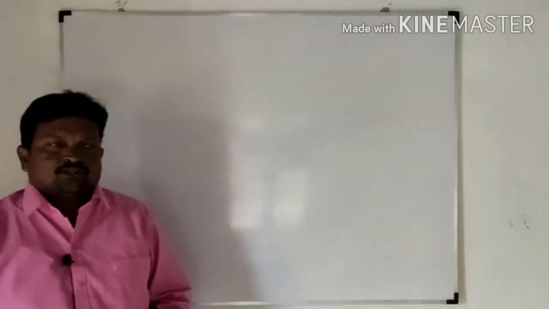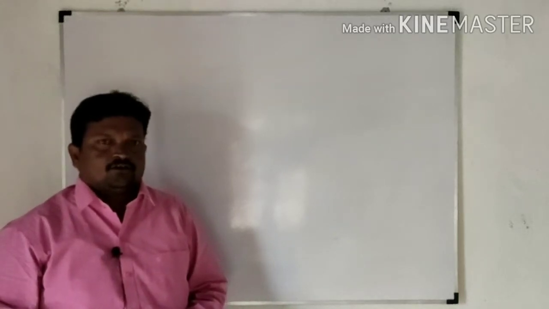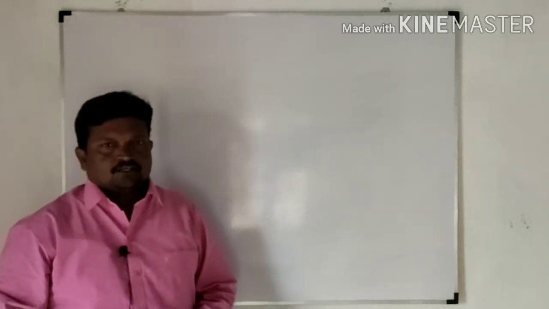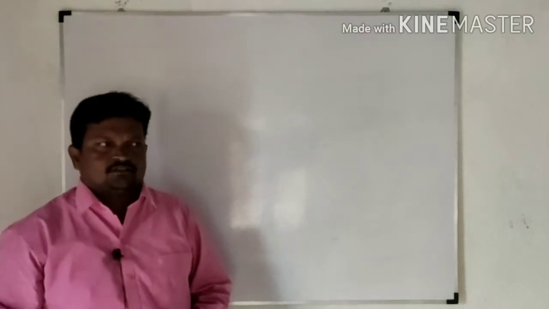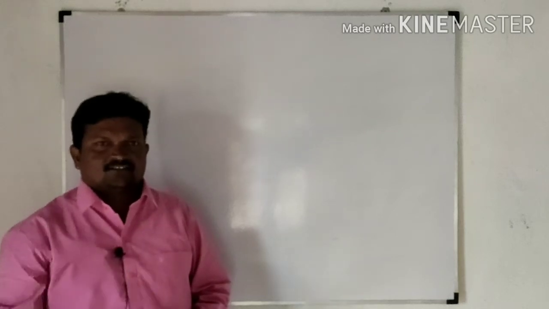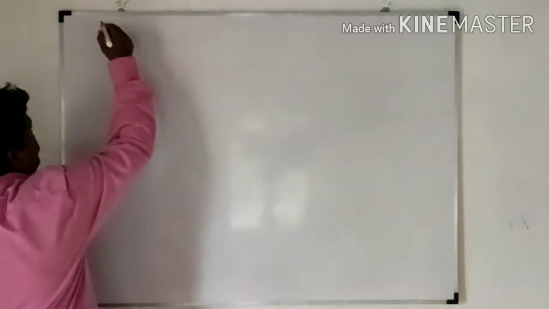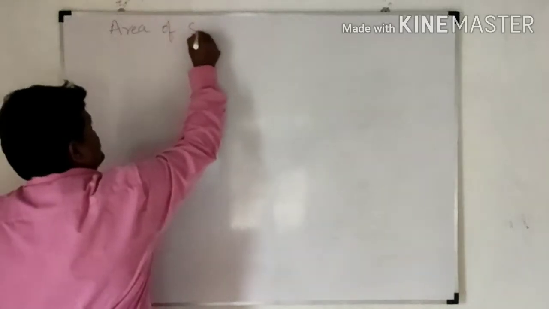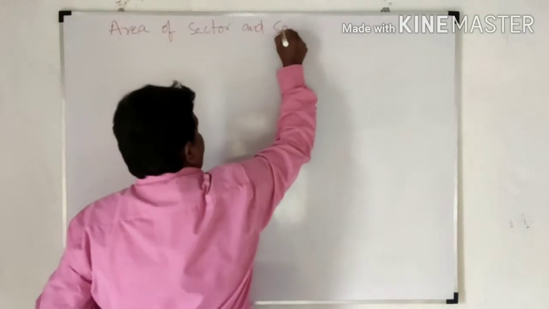So in the previous class we have solved exercise 12.1 based on area of a circle and circumference of a circle. Okay. So in the next topic we have to solve the problems by using the formulas, areas related to circles and areas related to segments. Okay, so let us see what is the area of sector and segment of a circle.